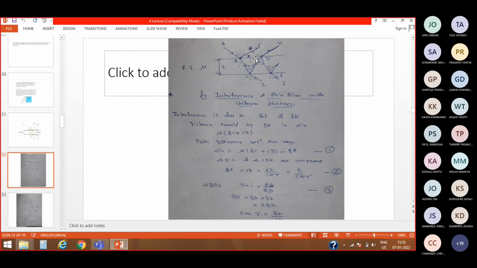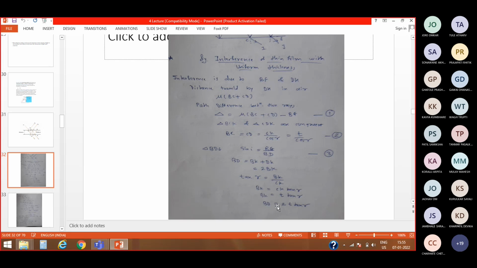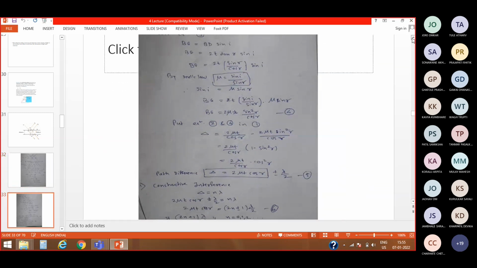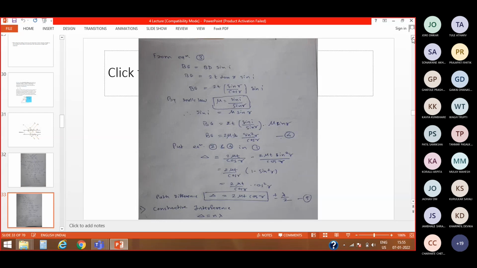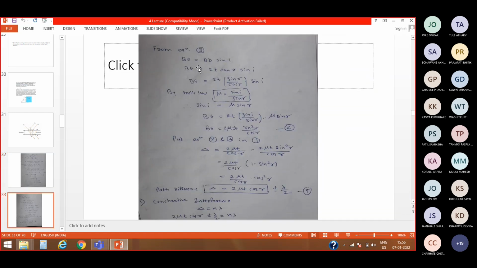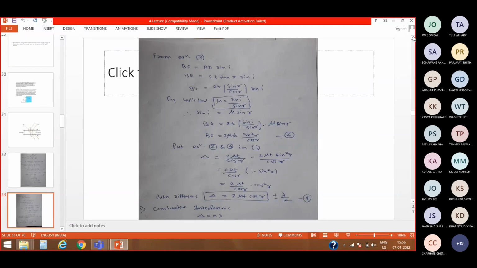BK and KD both are equal, so I can write BD as 2 times T into tan of R. From equation number 3, sin of I is equal to BG upon BD. From equation number 3, what is BG? BG is equal to BD into sin of I. And put the value of this BD that we derived right now. What is BD? 2 times T into tan of R into sin of I.